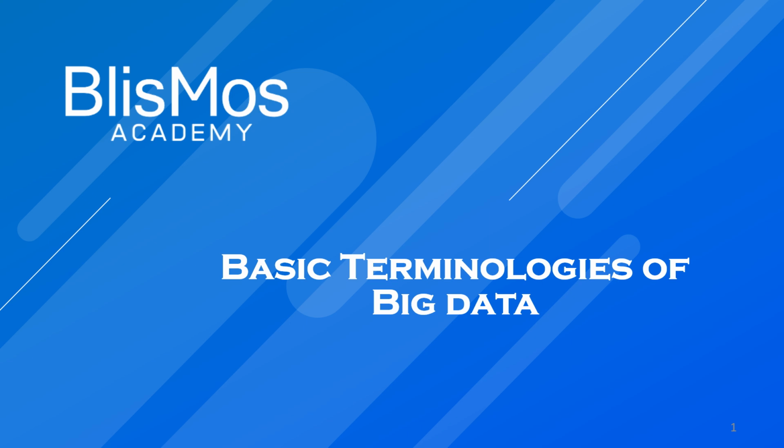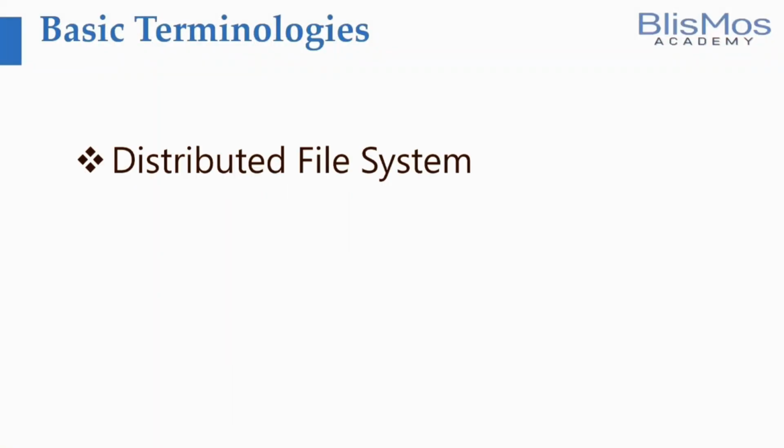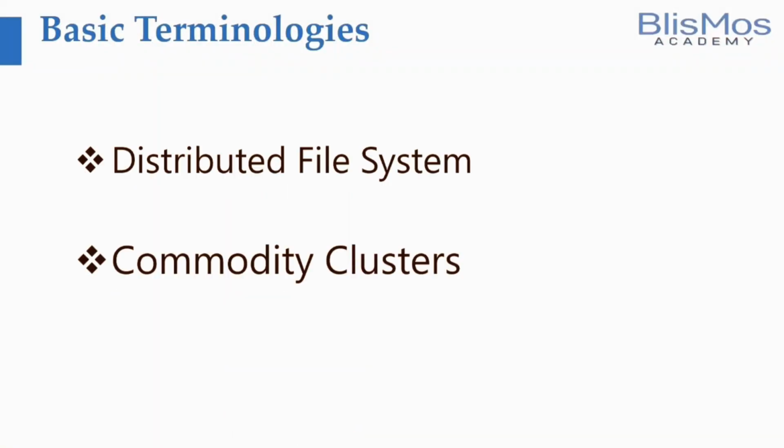In the previous lecture, we understood what are the trends which led to the emergence of big data. In this lecture, we'll understand some of the basic terminologies in big data so that if you are acquainted with these terminologies, you'll be able to understand big data really well. Let's get started. Some of the basic terminologies are, one is the distributed file system, the second thing is commodity cluster. These are the two important terminologies for us to understand big data. Let's look at them one by one.